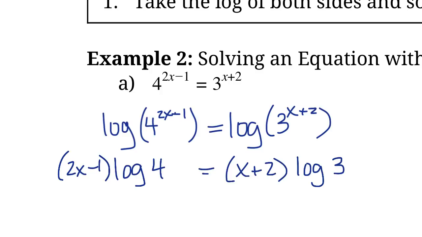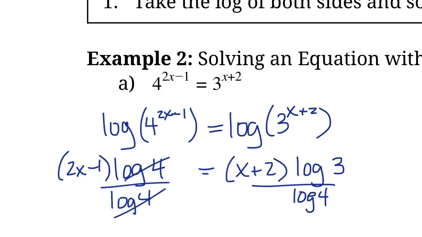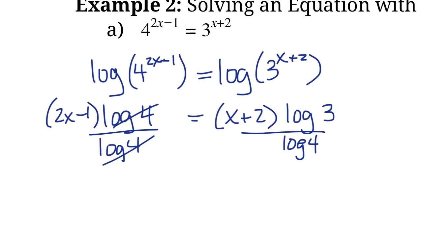So there's a few ways to go about doing this, and I'm going to just start by dividing both sides by log 4. Divide by log 4. That's going to cancel out over here. So what we have on the left-hand side is pretty easy. It's 2x minus 1. And then what we have on the right-hand side is x plus 2, times log 3 over log 4. And log 3 over log 4, we can just literally do that in our calculator. Log 3 divided by log 4.